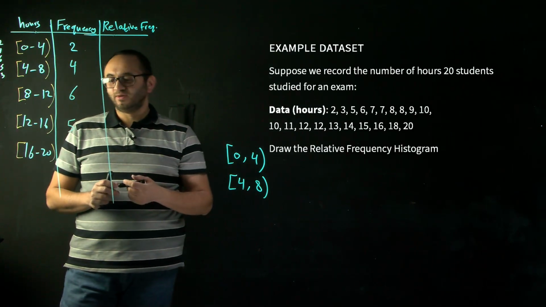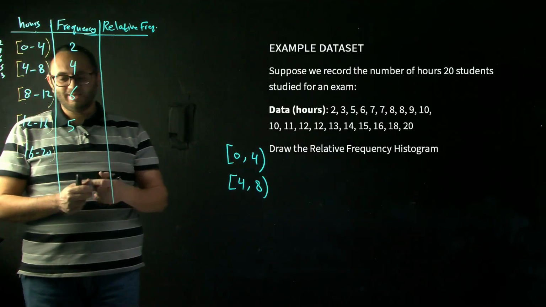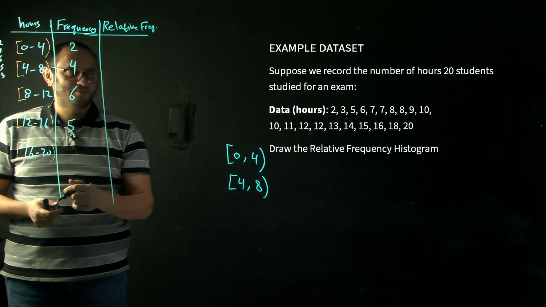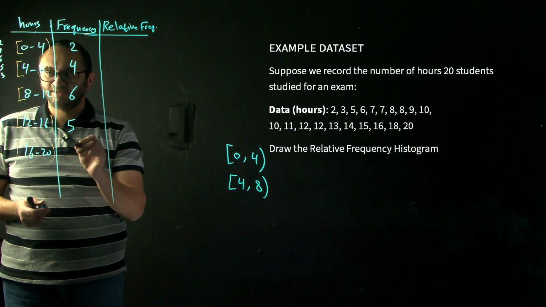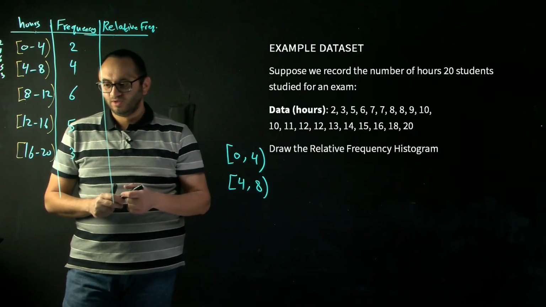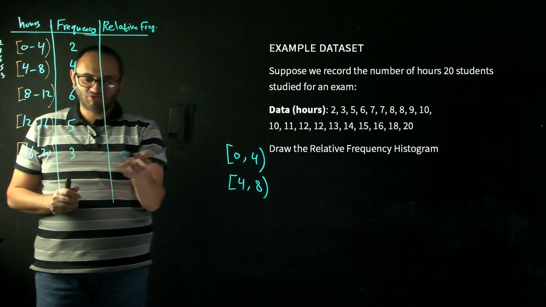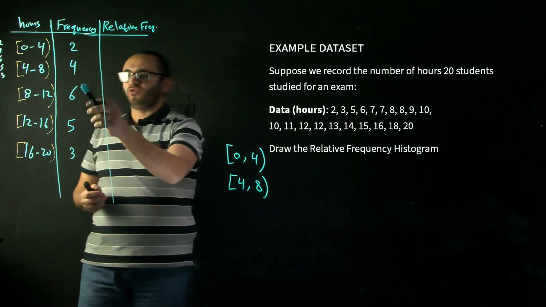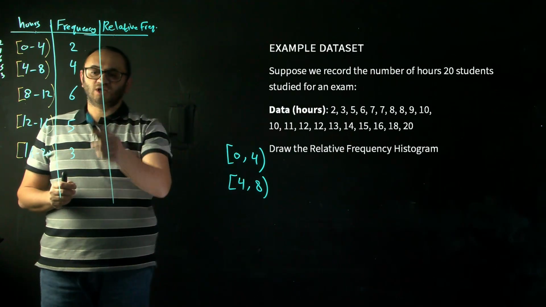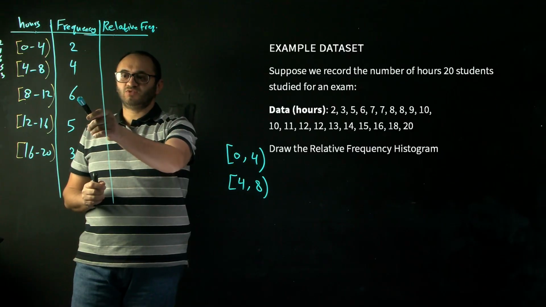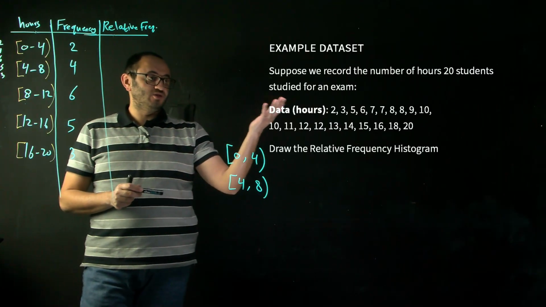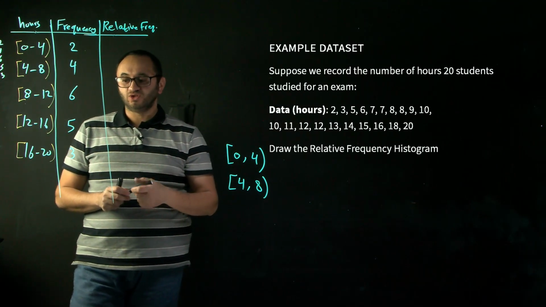16 to 20, 20 should be in the next interval, but you can include it here. It doesn't affect a lot. Or you can just write 2 here, and for 20 to 24, just make it 1. I think that's fine. So we have 2, 4, 6, 5, 3. To make sure that your calculations are correct, calculate the sum of the column. 2 plus 4 is 6, plus 6 is 12. 12 plus 5 is 17, plus 3 is 20. And this is the total number of students. We have 20 students, so we are good.